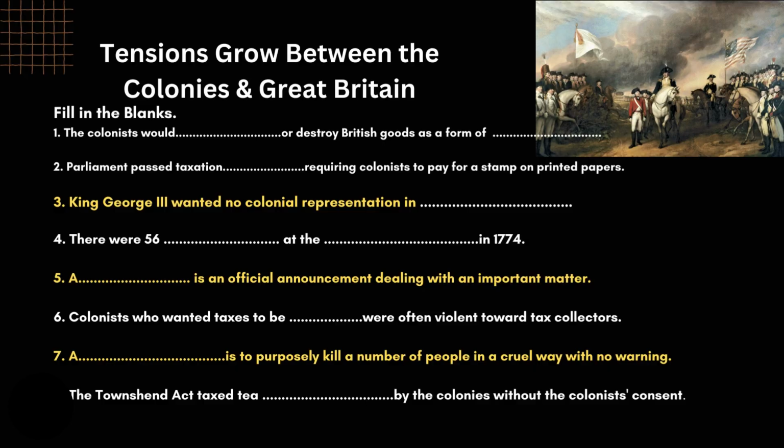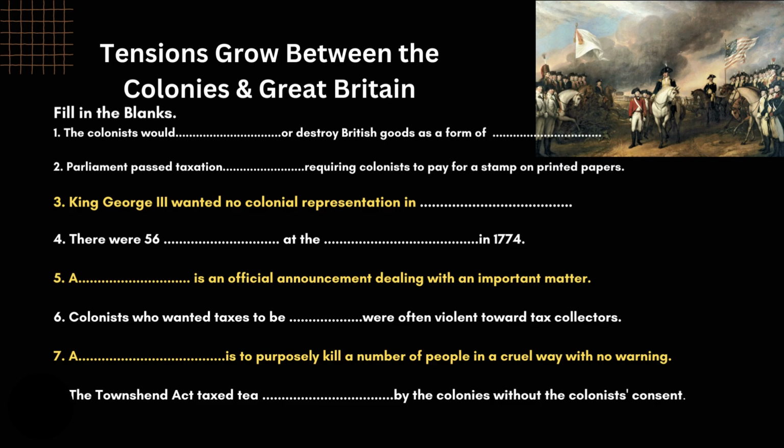So here are some worksheets, guys. This is the fill in the blanks. Number one, the colonists would dash or destroy British goods as a form of protest. Number two, Parliament passed taxation dash, requiring colonies to pay for a stamp on printed papers. Number three, King George III wanted no colonial representation in dash.